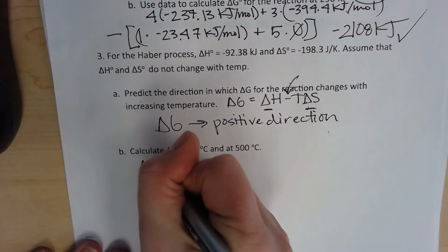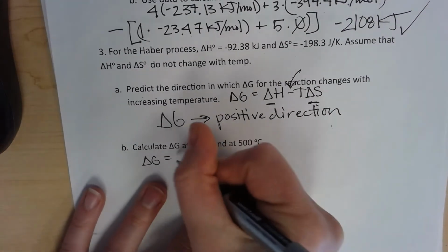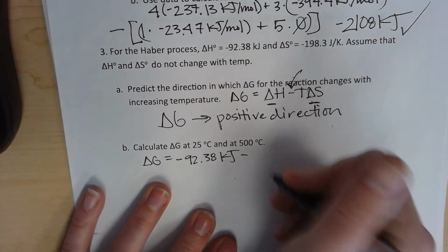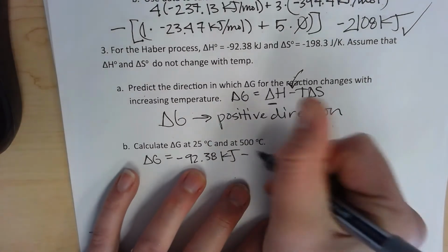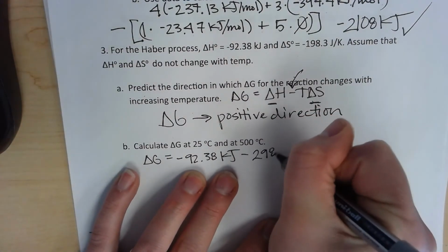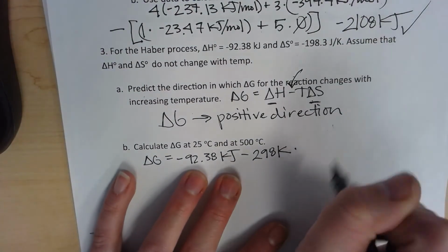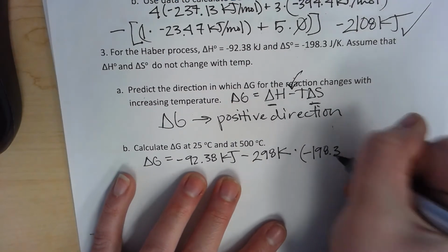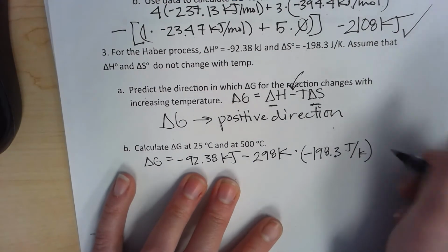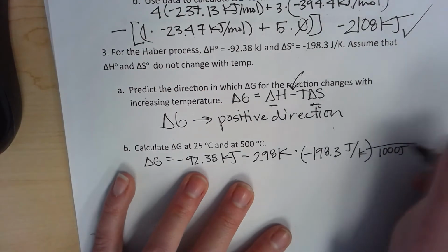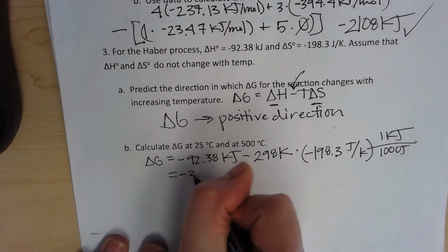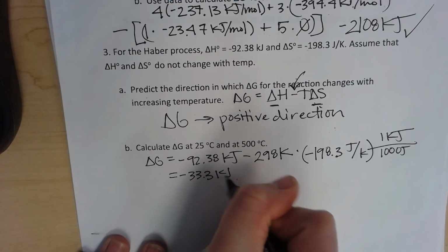So we're going to have delta G equals delta H, so negative 92.38 kilojoules minus 25 degrees. So we need to put that into Kelvin, 298 K. See how they're checking us? Okay, and then our entropy is negative 198.3 joules per K. There are 1,000 joules in every 1 kilojoule. Okay, so get that calculation done, and I got that it's negative 33.3 kilojoules.